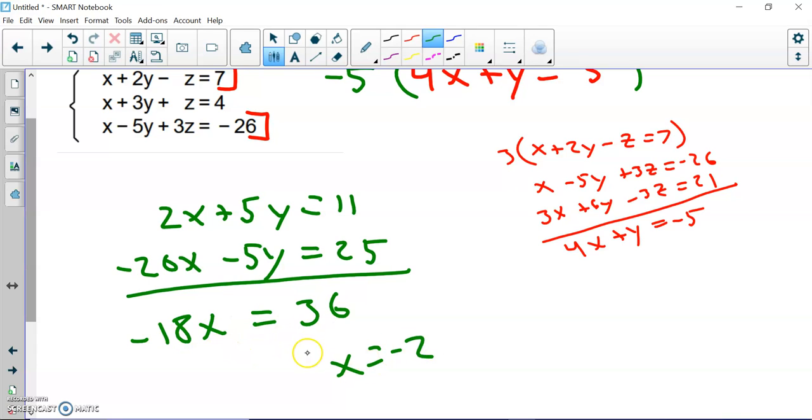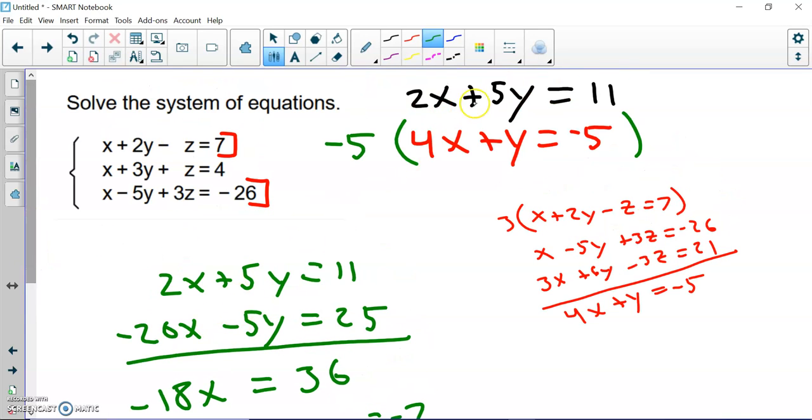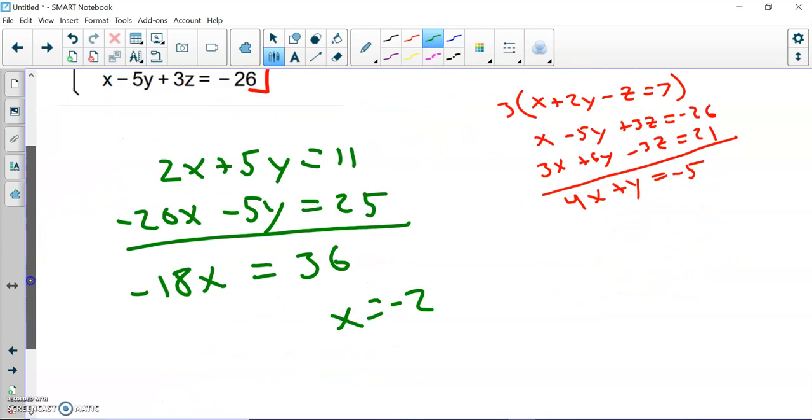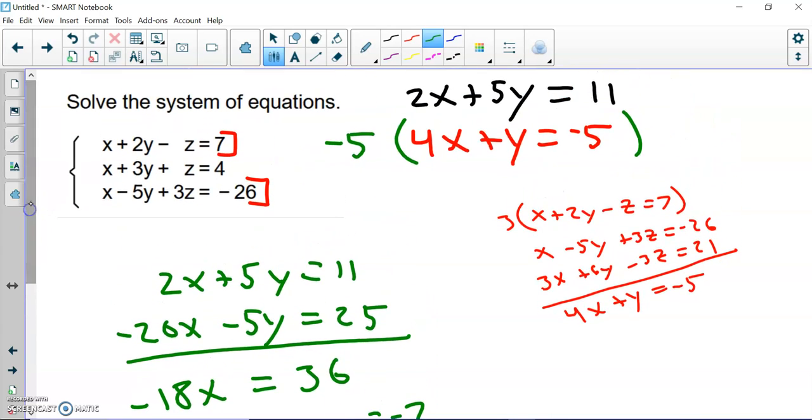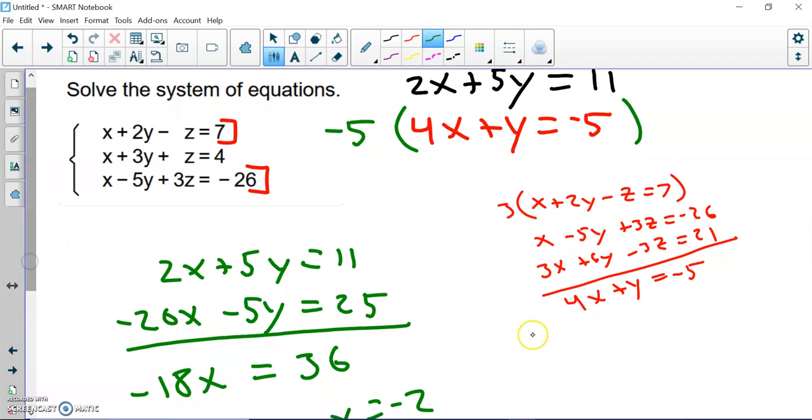Divide by the negative 18. Now that I know what x is, you can pick really any of these 2, but I would just focus on these 2 here, with these factors multiplied in. Choose either this equation I have here in black or red, that's a relationship between x and y, and plug in your negative 2. So let's say I plug into the top equation, right? 2 times that negative 2 plus 5y equals 11.